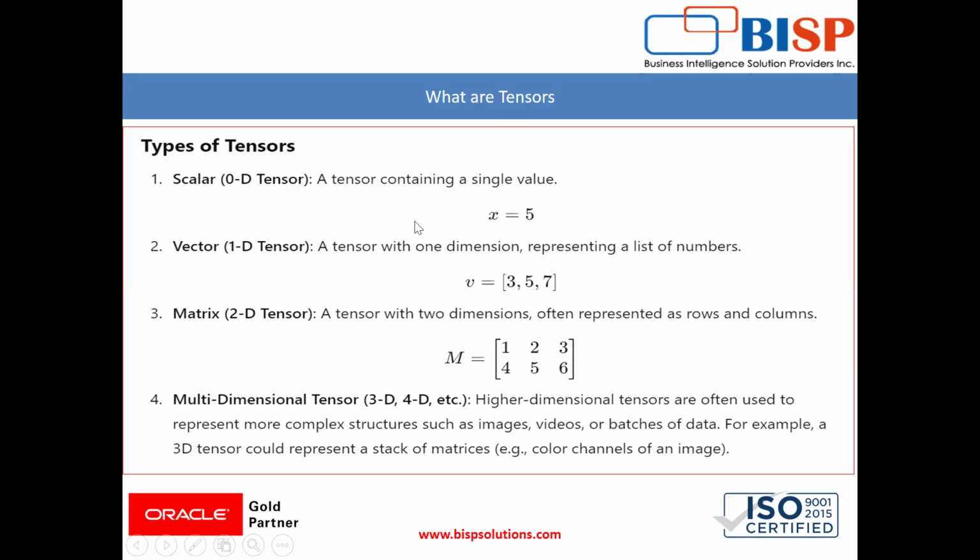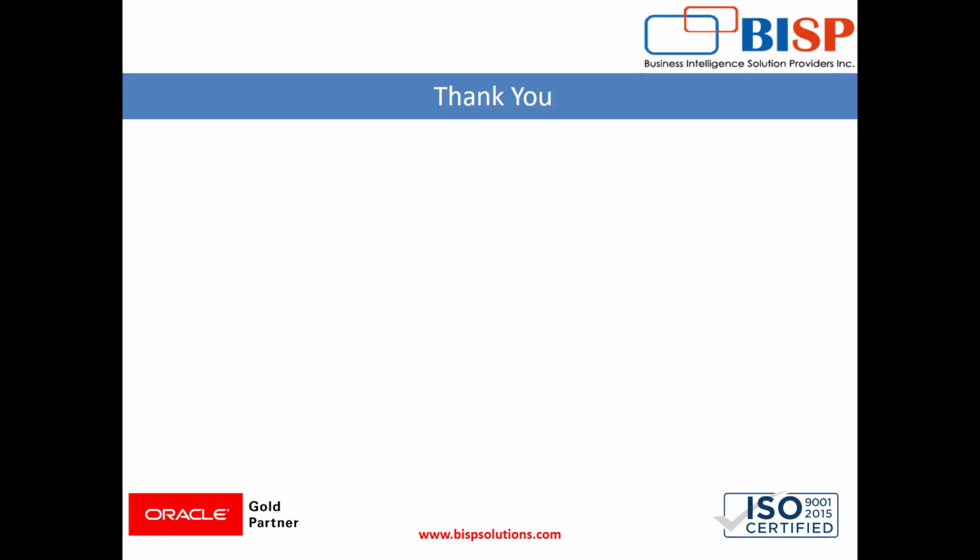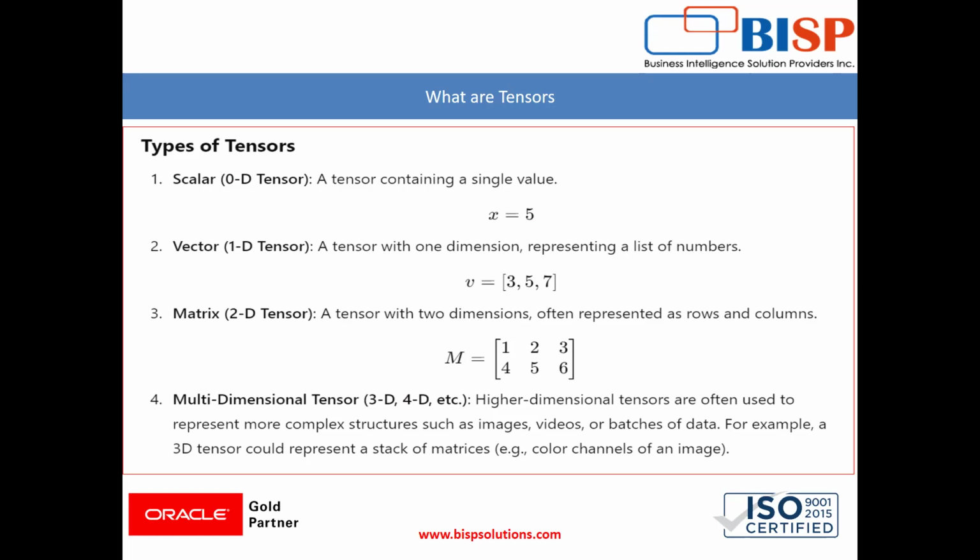Now see the tensor types. A zero dimensional tensor, where x equal to 5, is called zero dimension. A vector is a one dimensional tensor, so v equal to 3, 5, 7 is called one dimensional, and a 2D tensor means where two rows are there. Multi-dimensional means three dimensional, four dimensional, n number of dimensions, right? So now let's do some practical.